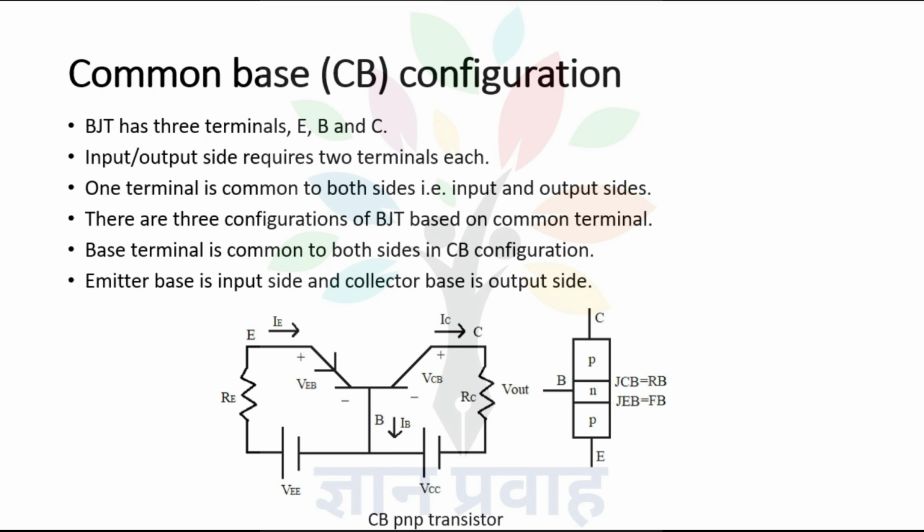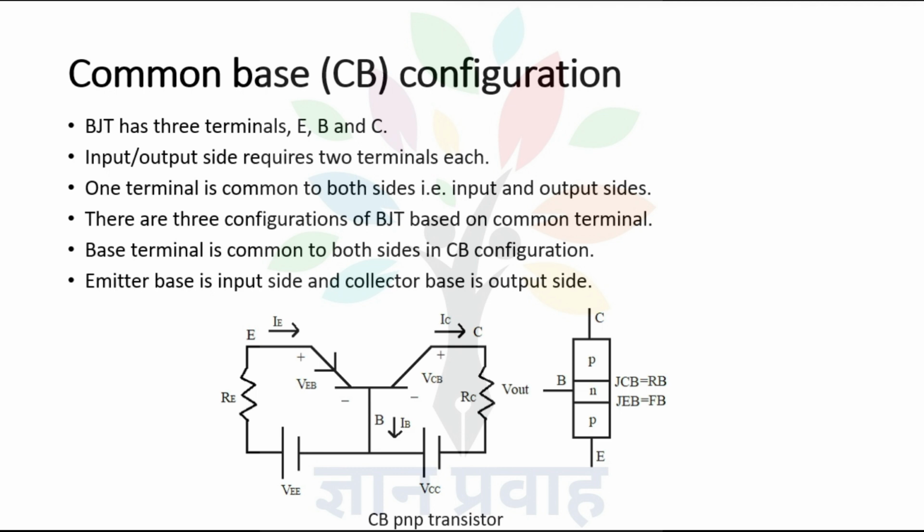Common base configuration. So transistor is a three-terminal device, and this three-terminal device represents input and output sides or ports. For representing any port, we require two terminals. It means one terminal must be common for both input and output sides. So on the basis of this theory, in transistor there are three configurations, and these are common base, common emitter and common collector configurations. So the first configuration is common base configuration.